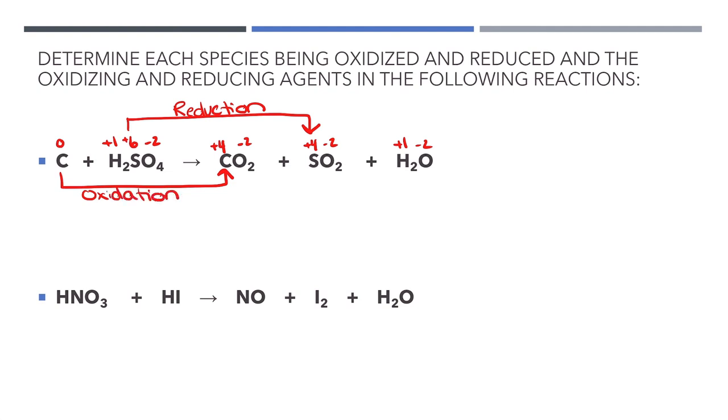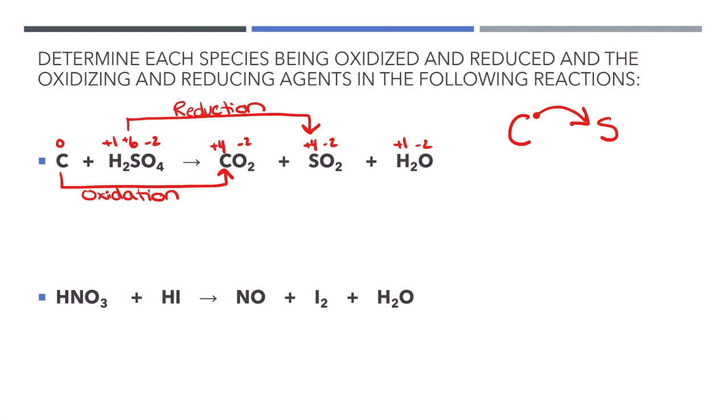Oxidation and reduction cannot happen separate from one another. This is a transfer of electrons. It happens pretty much simultaneously as these electrons are being transferred. So in this case, what we've said here is that carbon is oxidized, so it's losing electrons and transferring those electrons to sulfur.